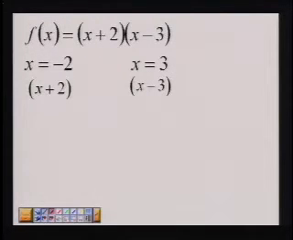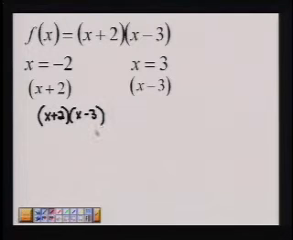However, you might have noticed the function when we looked at the graph seemed to be quadratic, but we don't have an x squared anywhere in this function. To put it into its general form, all we have to do is multiply our binomials together, multiply our factors together. So I have x plus 2, and I have x minus 3, and I'm just going to multiply those together. And you may remember the FOIL method, but we're just going to multiply each term in the first parentheses by each term in the second.